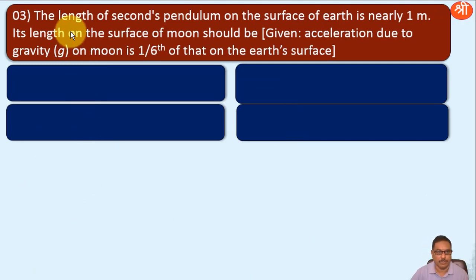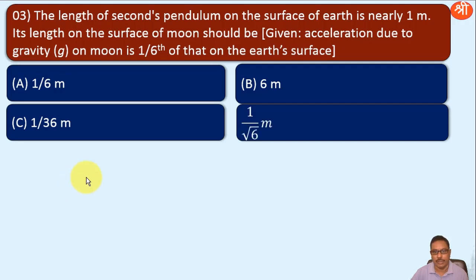Now, third question. Length of seconds pendulum on the surface of Earth is nearly 1 meter. Its length on the surface of Moon should be given. Acceleration due to gravity on Moon is 1/6 of that on the Earth's surface. And options are A 1/6 meter, B 6 meter, C 1/36 meter, and D 1/√6 meter.